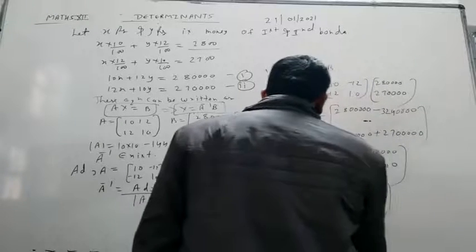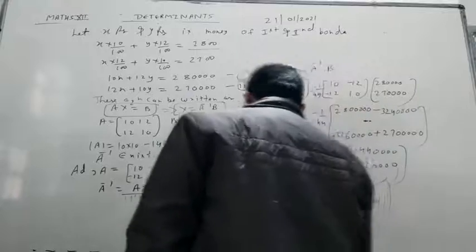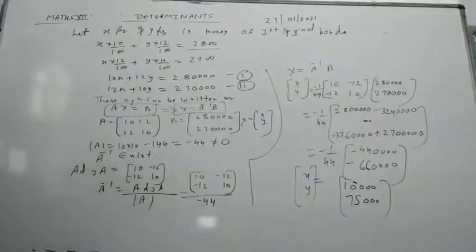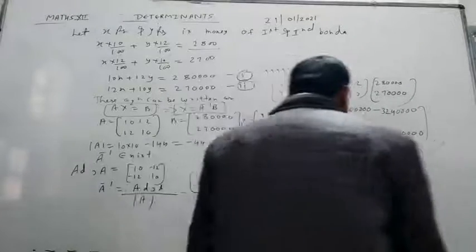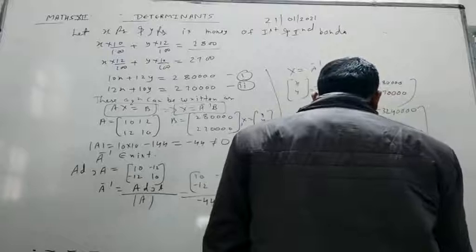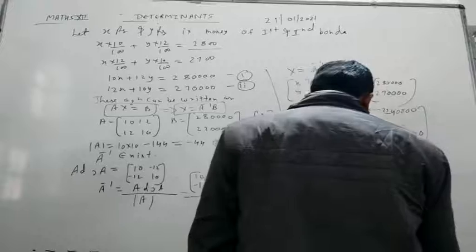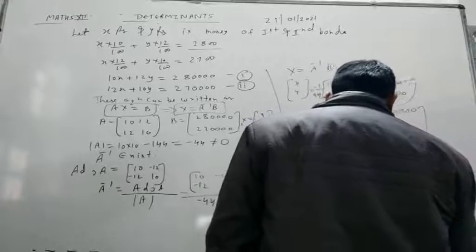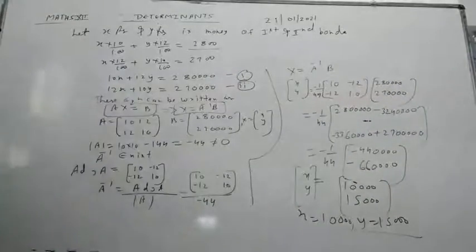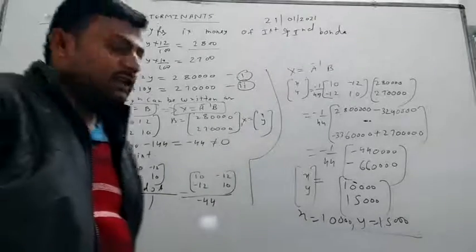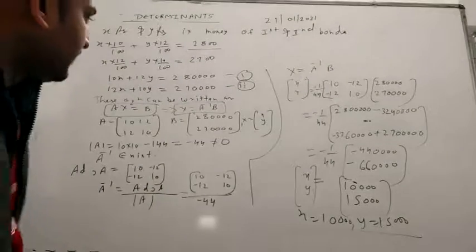Okay, so this is x, y. Okay, student, so this will be, our x is 10,000, y is 15,000. Okay, student. So our first bond is 10,000 and second bond is 15,000. So in this way we can find out.